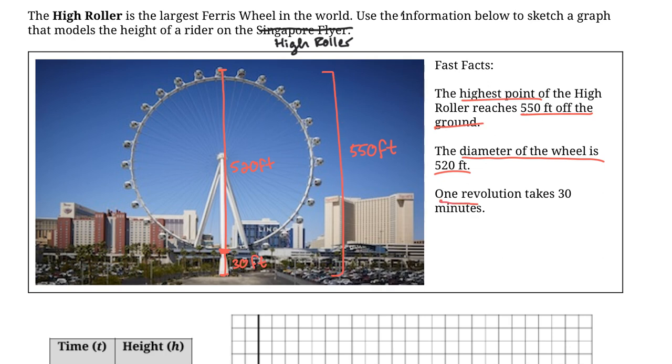And we also know that one revolution on the High Roller takes 30 minutes. So what that means is when you get onto the High Roller, you're starting at the bottom here because that's when you go in. And one full revolution around this whole wheel will take 30 minutes to make your way back to the beginning where you started.